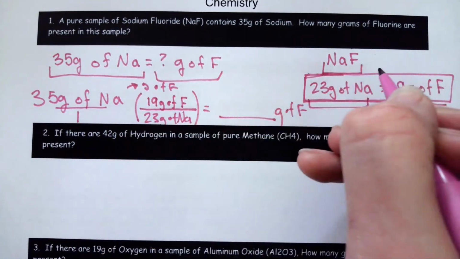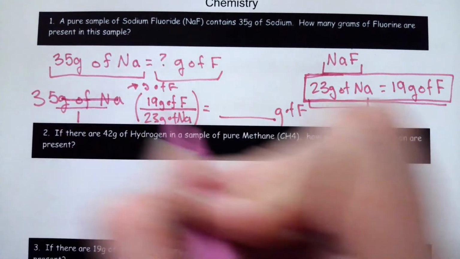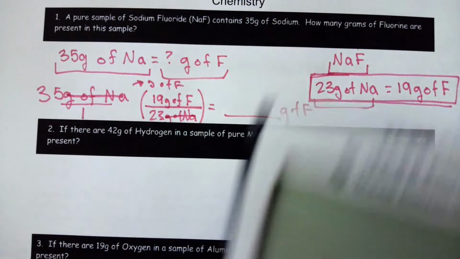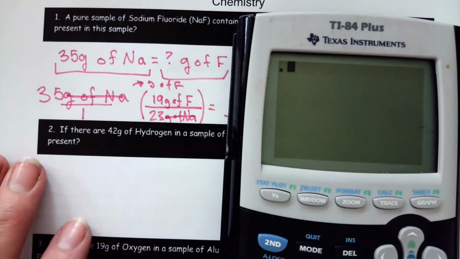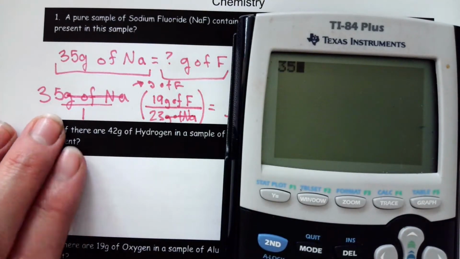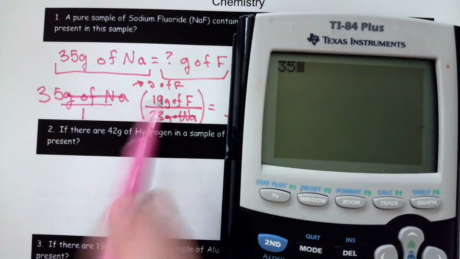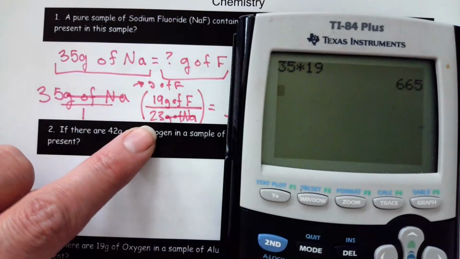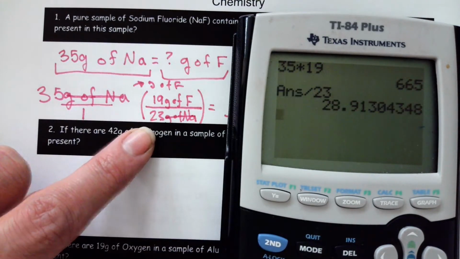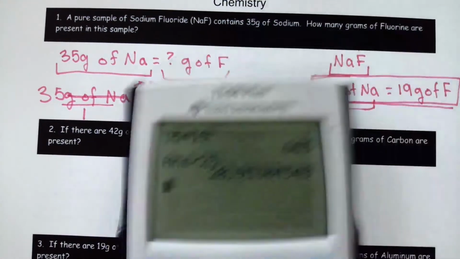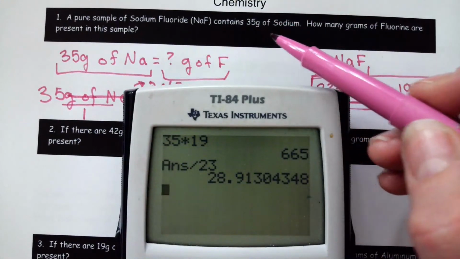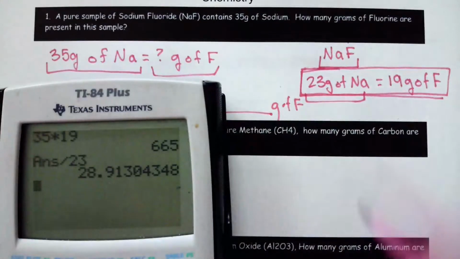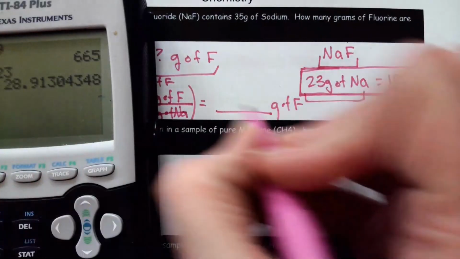of fluorine. Now because I have sodium on top and sodium on bottom, that crosses off. But mathematically, I need to take 35, and you'll multiply by the number that's on the top of that, so times 19. And then you'll divide by the number that's on the bottom. Now, I am only given 2 sig figs with the 35 grams of sodium, so I'm going to round this to 2 sig figs, and I get 29 grams of fluorine.